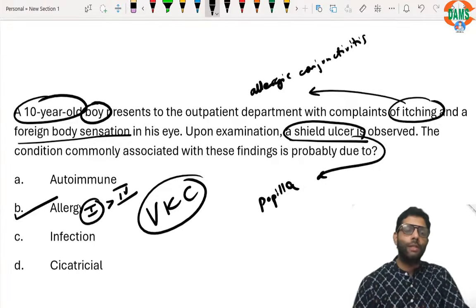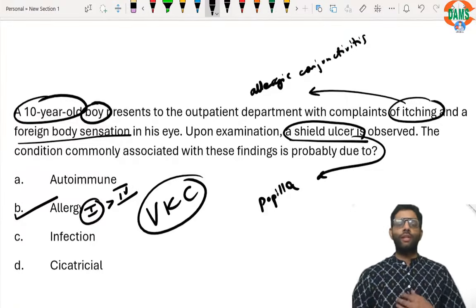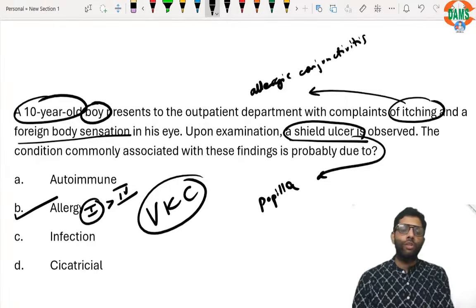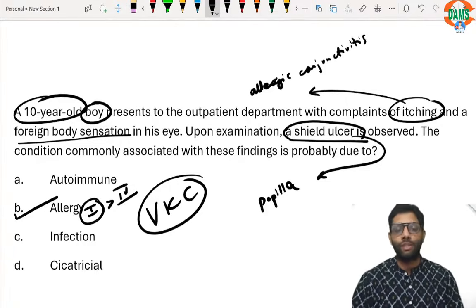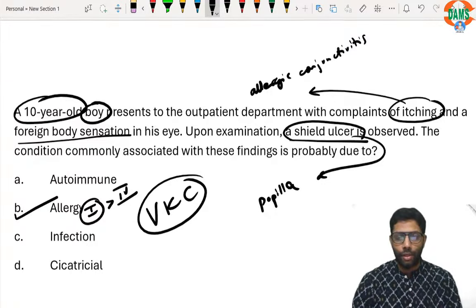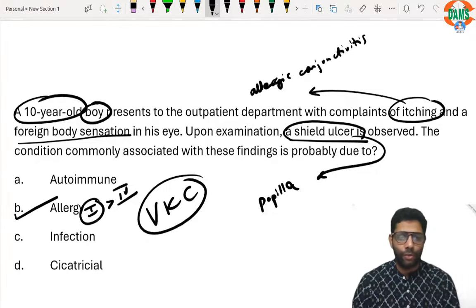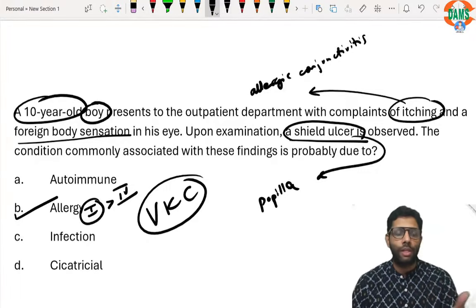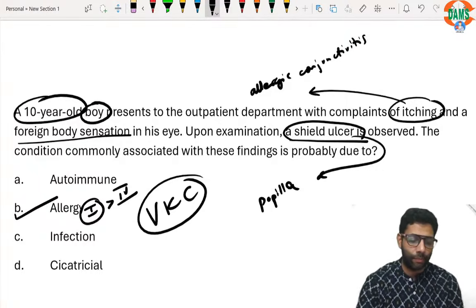Now if the question is: everything is itching, foreign body sensation, shield ulcer, papilla because of sutures or contact lens, then the answer is giant papillary conjunctivitis. So papilla goes in favor of itching, in favor of allergic conjunctivitis. So a young boy, mostly in summers, that is vernal keratoconjunctivitis.